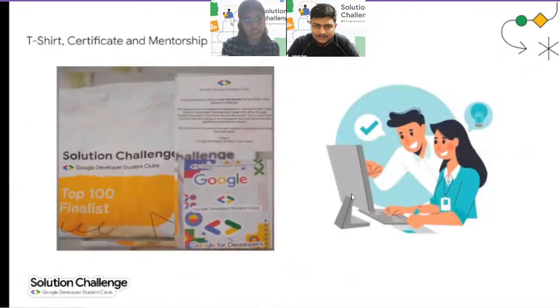So this is my T-shirt, my certificate, and my stickers. I was in the top 100 teams, and apart from that, I also got mentorship from Google. My mentor was an award-winning UI UX designer.